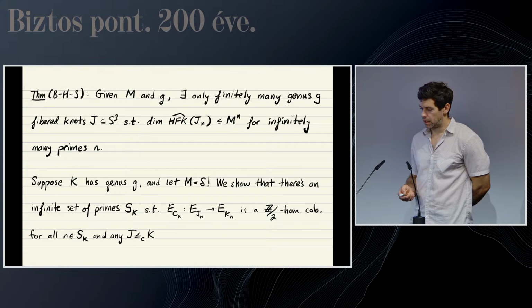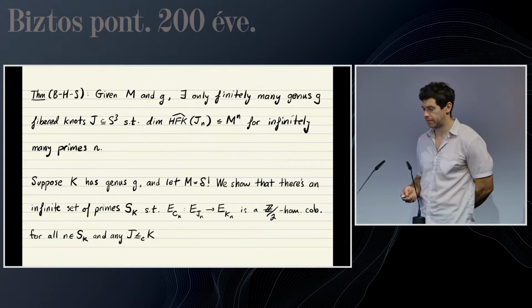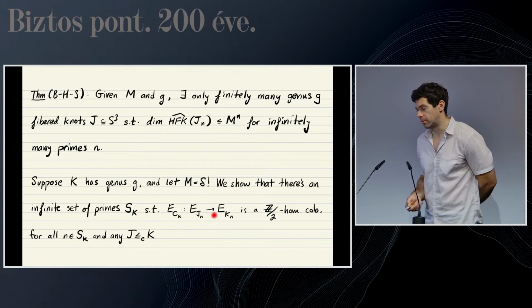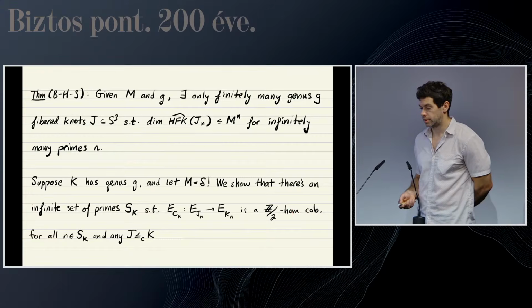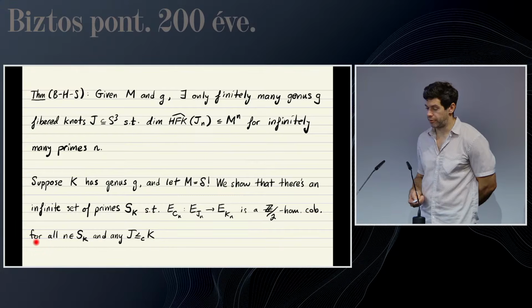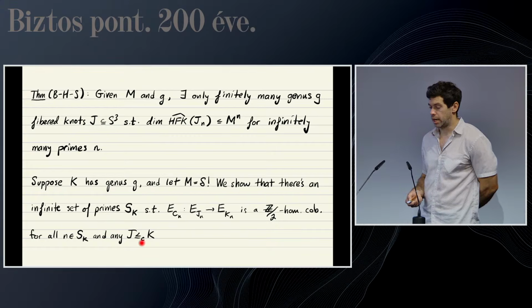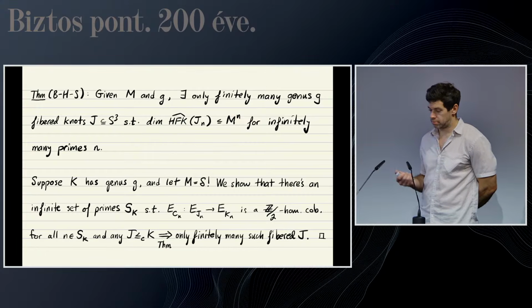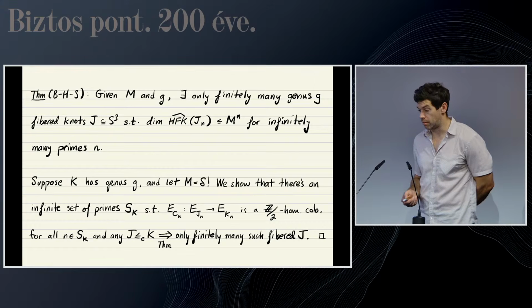What we show is that there's an infinite set of primes, which depends only on K, so that this concordance complement is a Z2 homology cobordism. This is the technical condition we needed to show that there's an injection on the knot Floer homology. And it's a Z2 homology cobordism for every n in this set, and whenever J is ribbon concordant to K by a ribbon concordance C. And so in this case, that proves the theorem that we wanted.